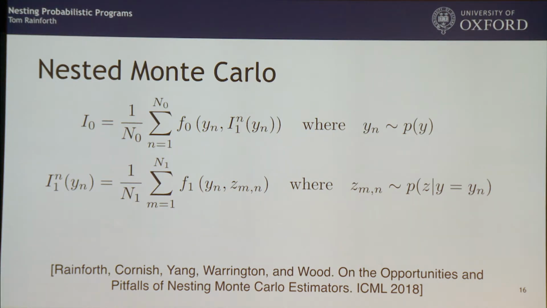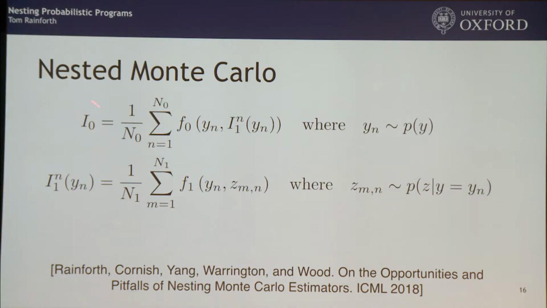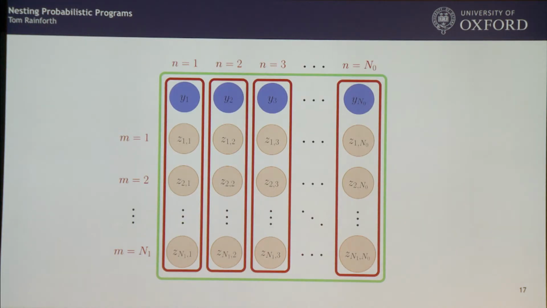And in here, what we're going to do is say we've got these nested expectations, and we're going to replace each with a Monte Carlo estimator. So for our outer query, we have the Monte Carlo estimate I0. And that's an empirical sum of some samples, but where one of these samples is itself a Monte Carlo estimate. So this is a Monte Carlo estimate for the inner query. And so in, say, the nested inference case, this is a Monte Carlo estimate of the marginal likelihood. And so for each y in our outer estimator, we have a separate Monte Carlo estimator for our inner query.